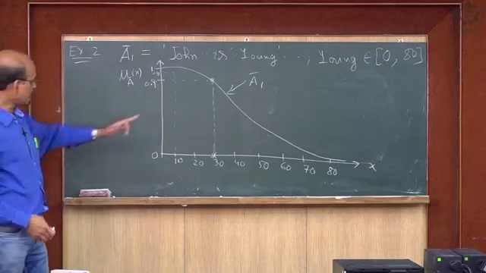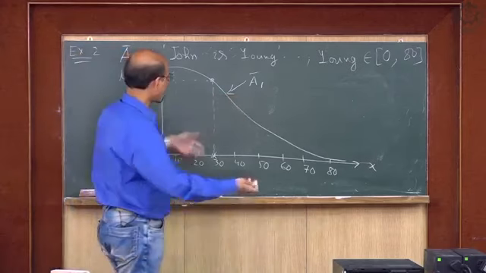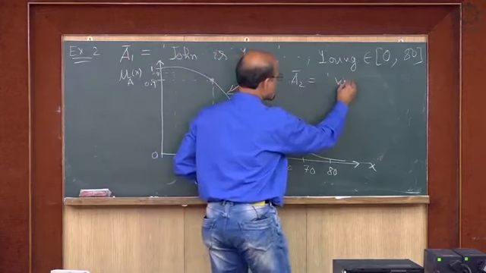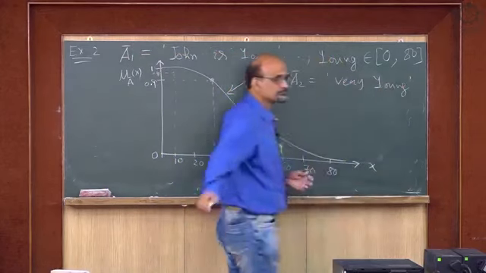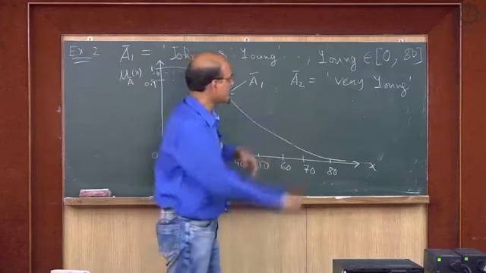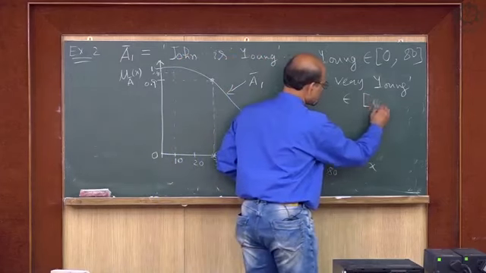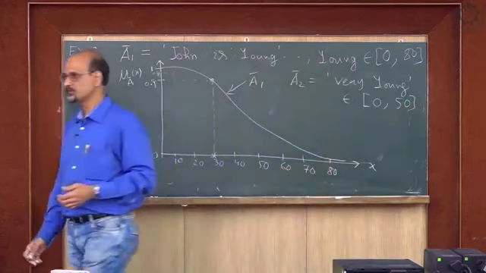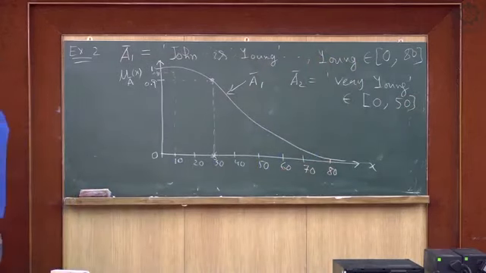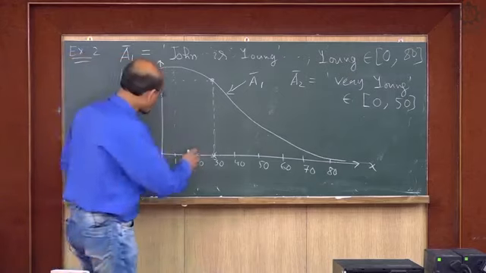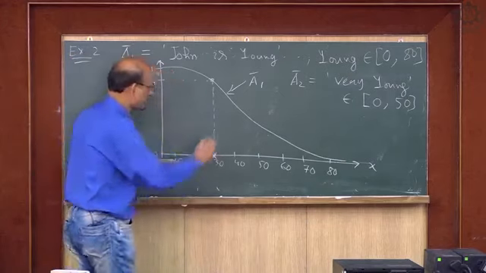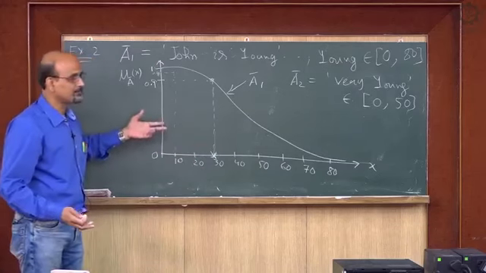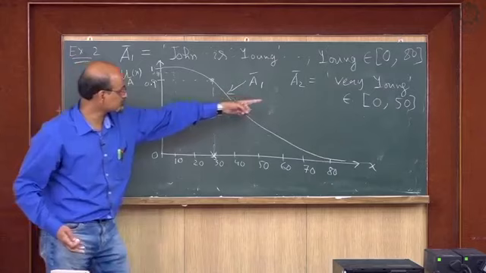Now, if I take another fuzzy set A2 bar as very, very young, and we say that this very young belongs to the range 0 to 50, I take very young as 0 to 50. Now, tell me, for 30 what should be, roughly, approximately, the membership function for this very young?